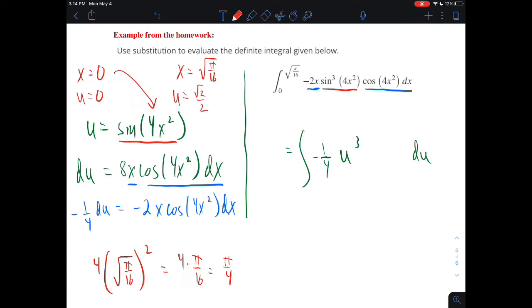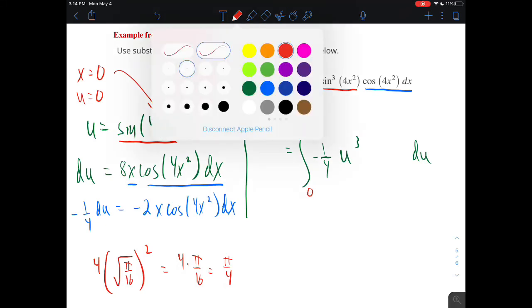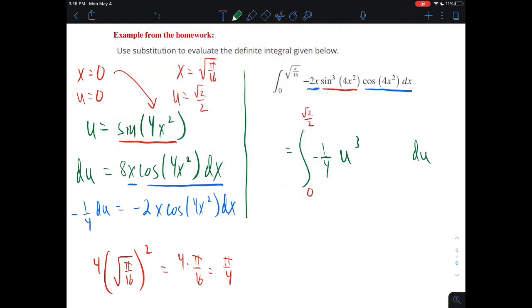So now my limits of integration, the bottom one becomes 0, and the top limit becomes the square root of 2 over 2. So now using my power rule for antiderivatives, I have negative 1/4 times u to the 4th, but then I have to divide by the new power. I don't need a constant of integration because this is a definite integral.